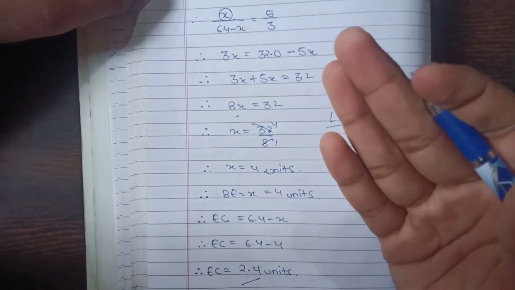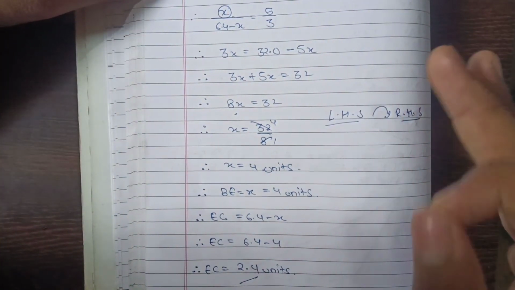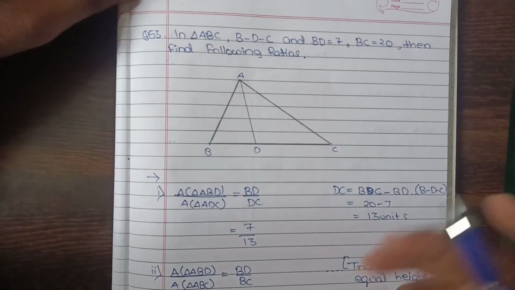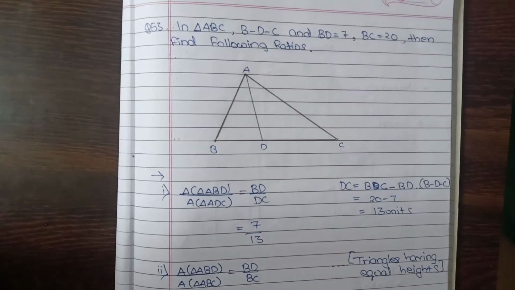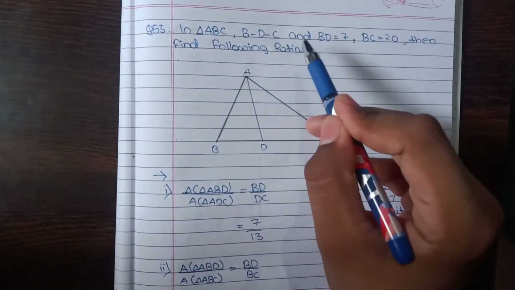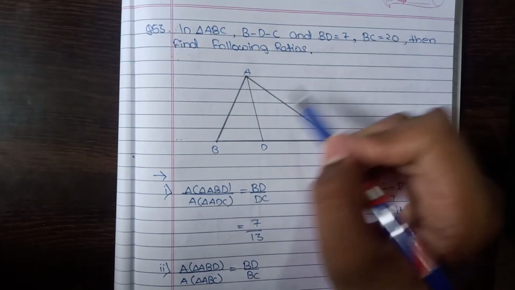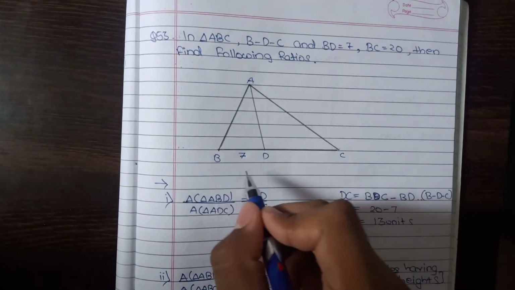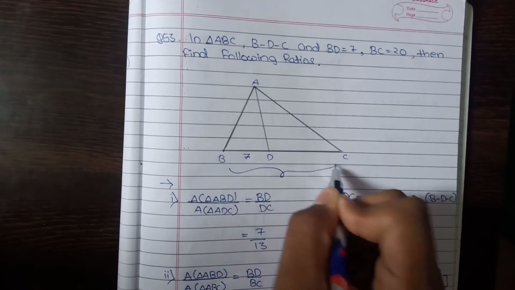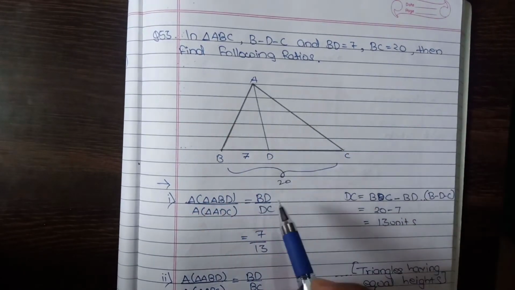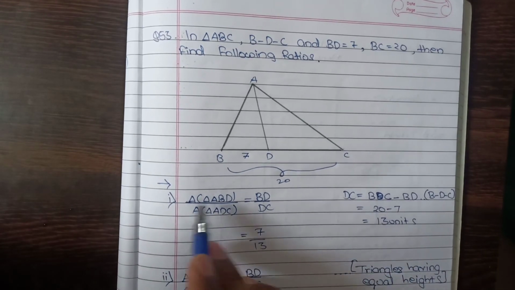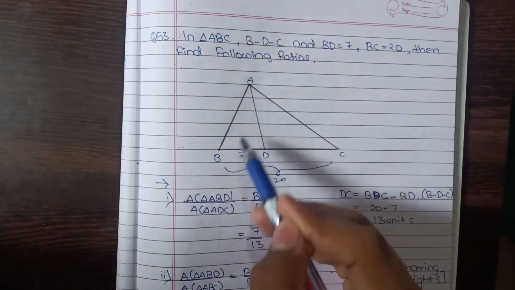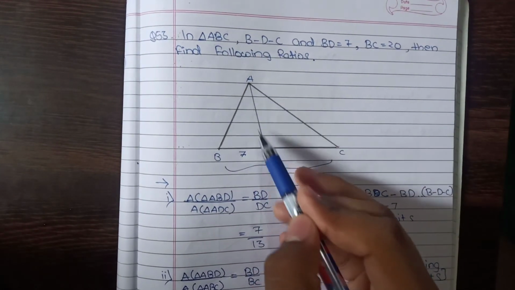Now let us move on to our next question, and that will be our last question of this whole lesson of similarities. Here we are with our last question, which is that in triangle ABC, D is a point on BC, and BD equals 7, BC equals 20. Then find the following ratios. We have to find first, triangle ABD upon triangle ADC.